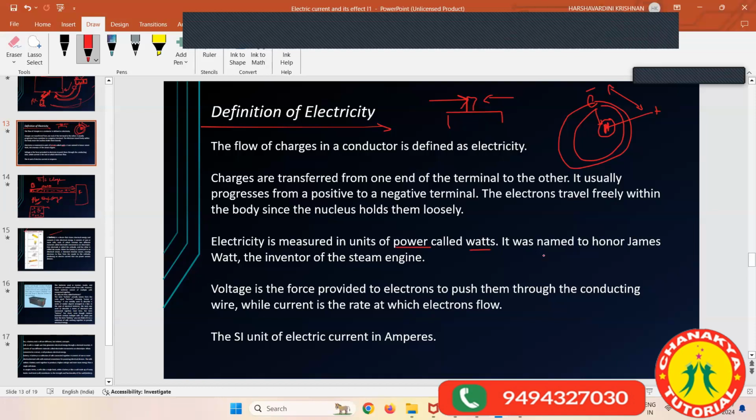And then what's the difference between watts and volts? Volts, yes, ma'am. Watts. The voltage.